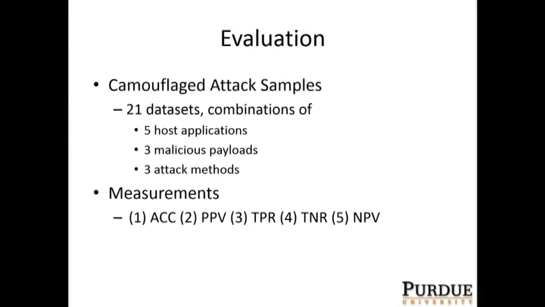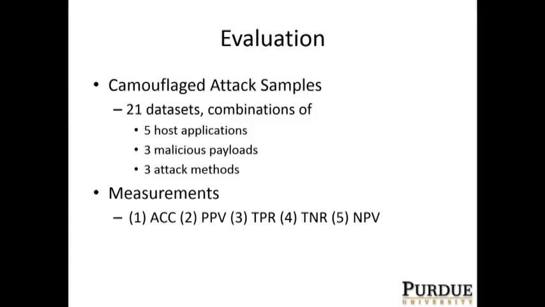We test our experiment on 21 camouflaged attack samples. These are the combination of 5 different host applications, such as Chrome, Firefox, Notepad++, and 3 different malicious payloads and 3 different attack methods. As accuracy itself is always not enough to measure the effectiveness of the detection model, we use 5 different measurements. ACC is the abbreviation of accuracy. It measures the portion of the true results, both the true positive and true negative, in the total test samples.